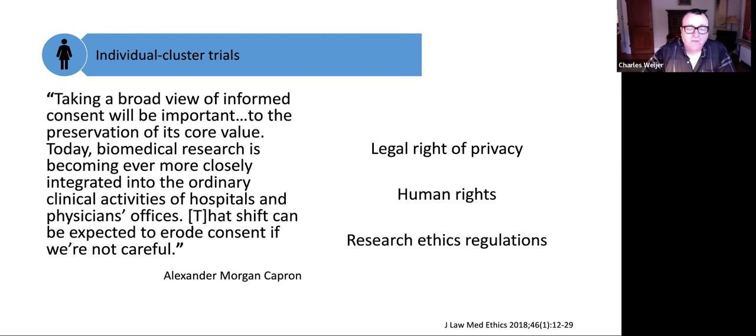A very nice feature of Capron's article is the fact that he articulates 3 separate foundations for consent in research. Of course, one of those foundations is requirements found in research ethics guidelines. But importantly, there are other independent foundations for the consent requirement in research. One is the common law principle that we have a legal right of privacy, and that's an important historical and intellectual foundation of the consent requirement in research. And also, all of us have a human right to be free of experimentation without our informed consent.